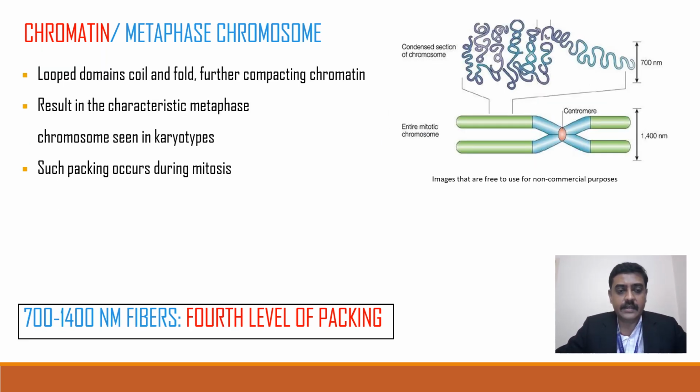The fourth level of packaging of the chromatin happens in the metaphase chromosomes. Loop domains further coil and fold, and this results in compacting the chromatin, resulting in the characteristic metaphase chromosomes as observed in karyotyping procedures. Such packing occurs during the mitosis phase of the cell cycle.